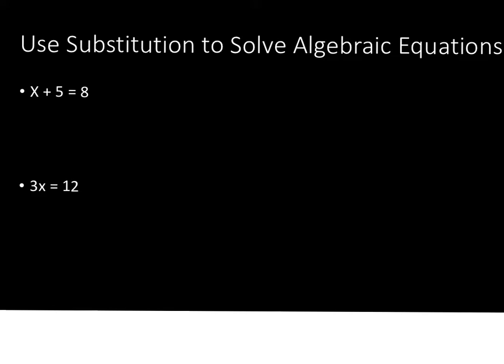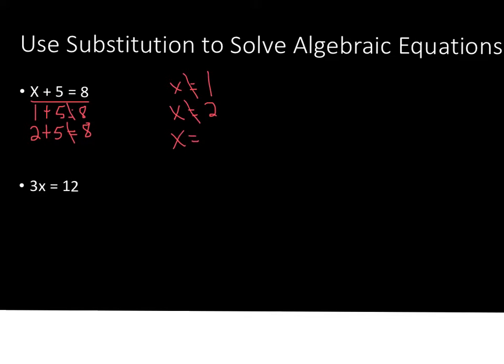Alright, so we're going to start using substitution to solve algebraic equations. So what we would do is we would find values that would make this statement true. So say if x were equal to 1, well, we would substitute in 1 plus 5 is equal to 8. Well, no, 1 plus 5 is 6, so x is not equal to 1. So if x were equal to 2, we would substitute in 2 for x, and we'd say 2 plus 5 equals 8. Well, it doesn't. 2 plus 5 is 7, so x cannot be equal to 2.